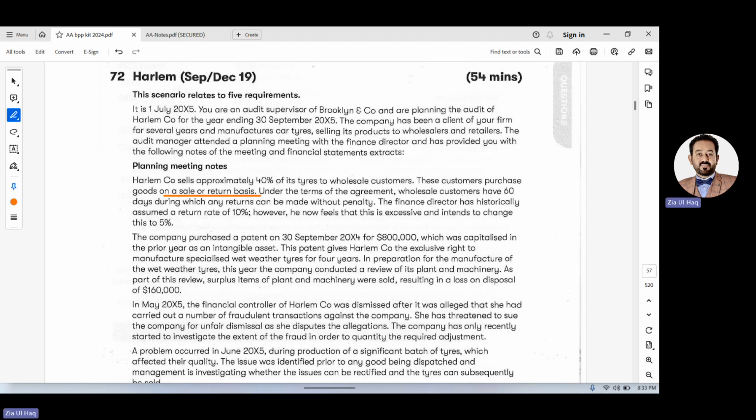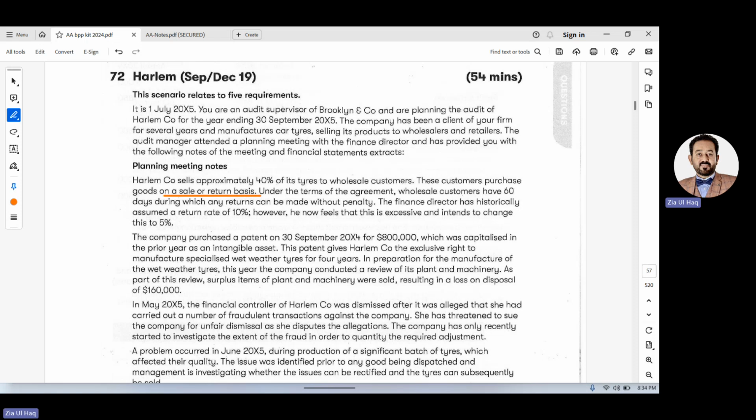The company purchased a patent on 30th September 20x4 for 800,000. Patent means intangible asset. For tangible assets, the company needs to depreciate. An intangible asset needs to be amortized over its useful life. In the same way we depreciate a tangible asset, cost over useful life, in the same manner we amortize an intangible asset. The word depreciation is changed to amortization. How to calculate: cost over useful life.